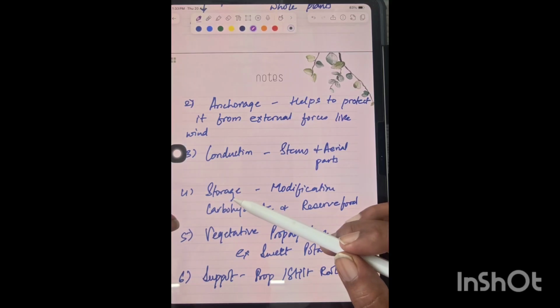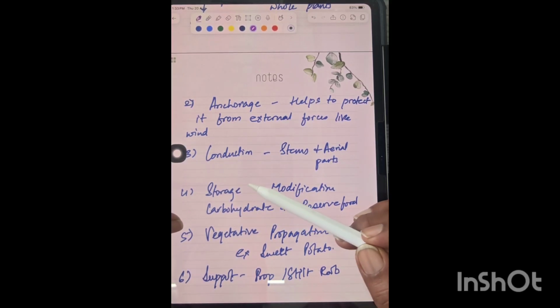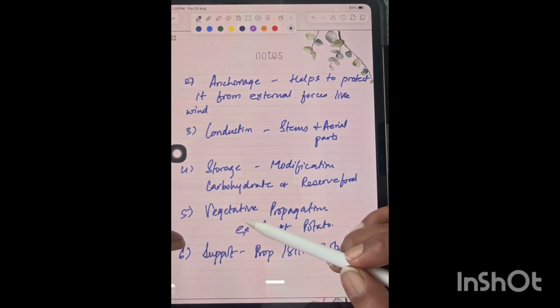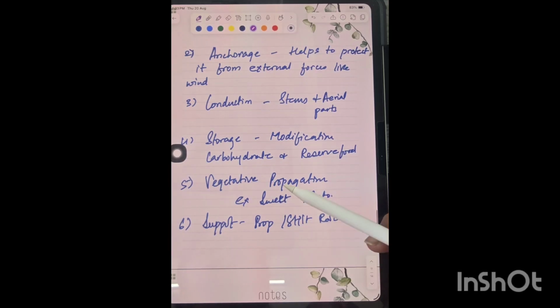Another important function is storage. The roots modify into different shapes and sizes for the storage of carbohydrate and reserve food material. And next, in some plants you will find that roots are useful for vegetative propagation, like for example sweet potato. It will help for the multiplication of that particular plant.